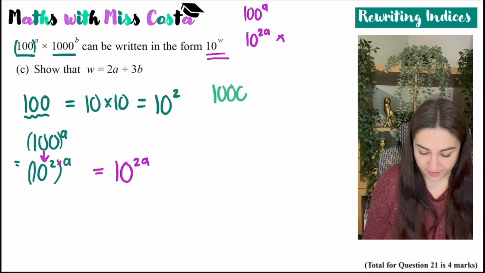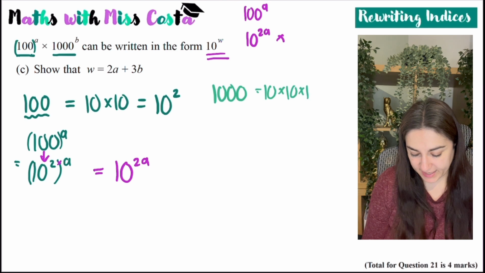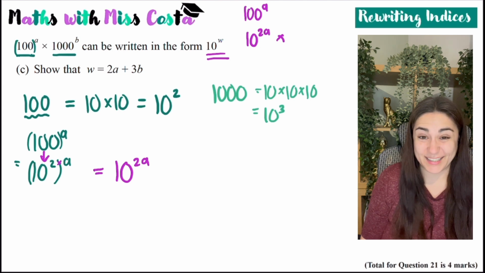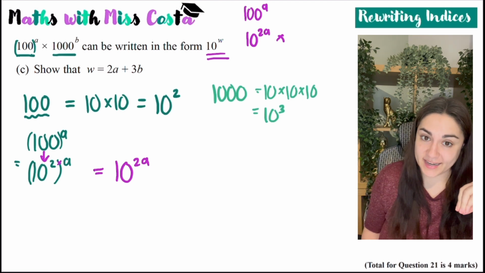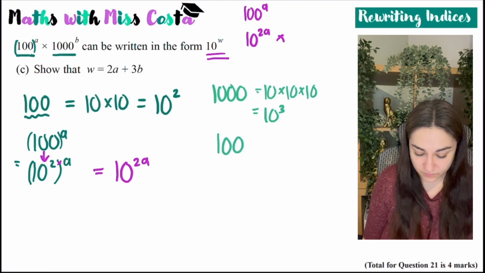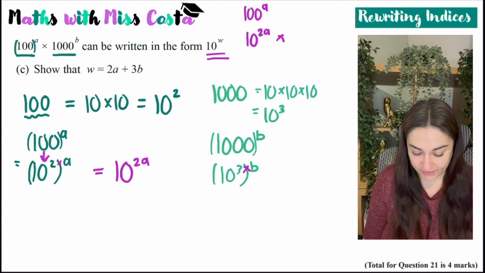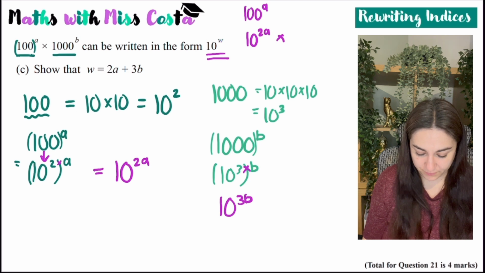Now I want to do the same with 1000. So 1000 is the same as 10 times 10 times 10, which is the same as 10 cubed. So the trick here is looking at it and being like, okay, how can I write 100 as a power of 10? How can I write 1000 as a power of 10? So 1000 to the power of b is the same as saying 10 cubed to the power of b. And once again, what do you do when indices are in brackets? You multiply them. So that would become 10 to the power of 3b.